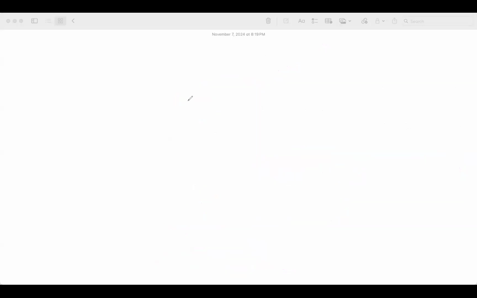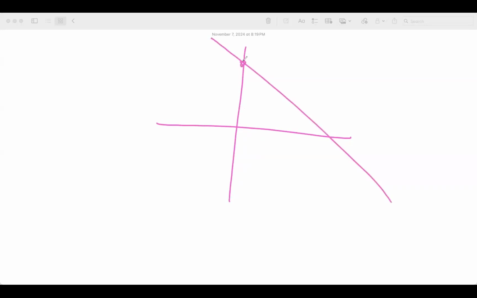Now, let's try this one. Can you tell me the equation of the line that passes through 0, 4 and 8, 0? Wait, I named the points wrong. The points are 0, 4 and 8, 0, like that, right? What is the slope of the line?